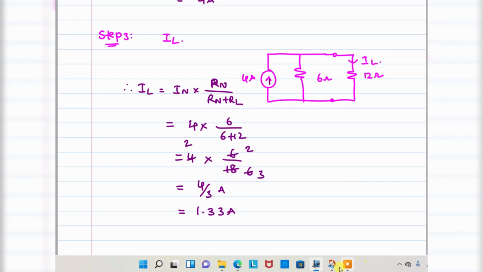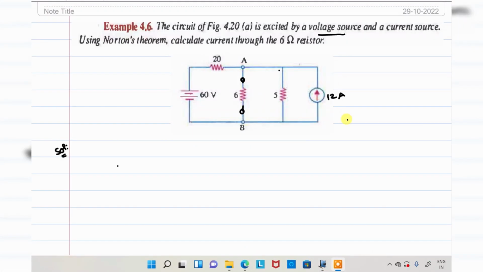So I hope that you got a clear idea about this. Next we are moving to example 4.6. In this example, using Norton's theorem, find the current through the 6 ohm resistance. We have 2 sources, a 60 volt voltage source and a 12 ampere current source.